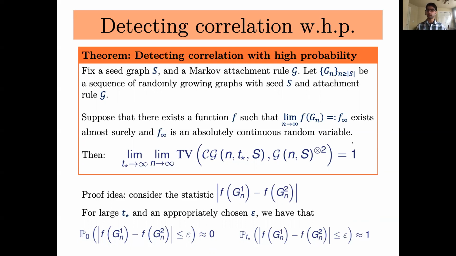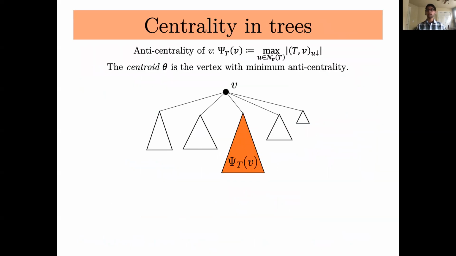We can make these ideas a bit more concrete in the case of uniform attachment and preferential attachment by computing a specific statistic f. To do this, we'll use notions of centrality in trees. So first, we define the anti-centrality of a vertex v as follows. We root the tree at a vertex v, and then we find the largest subtree of that vertex. The anti-centrality is the size of this largest subtree, which is highlighted in orange. The centroid is the vertex with the minimum anti-centrality.